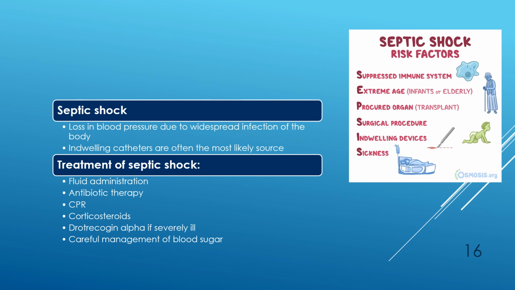And remember the treatment options: fluid, antibiotics, corticosteroids. Drotrecogin alfa is another good choice. And just make sure you manage the sugars, and you definitely give fluid administration. So that's septic shock.